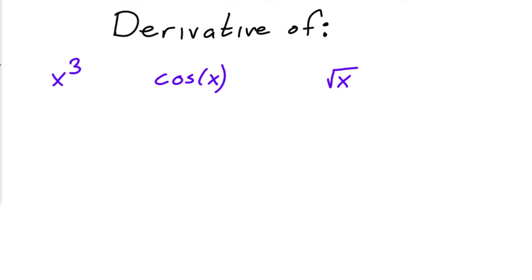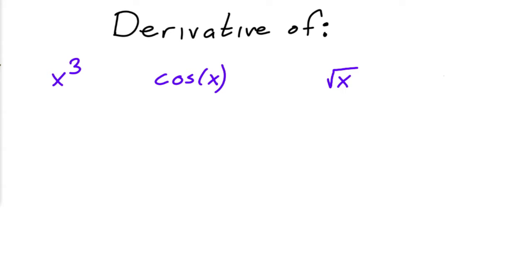Alright, so we're going to talk about the chain rule. Now, let's talk first about what functions we can take the derivative of. For example, we know how to get the derivative of functions like x to the third. We know how to get the derivative of functions like cosine of x. We know how to find the derivative of square root of x, for example.